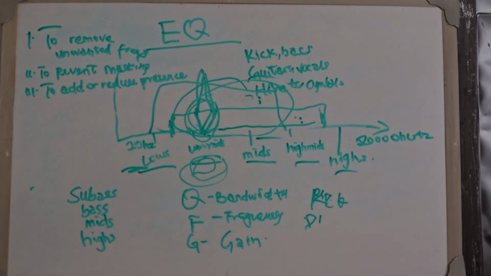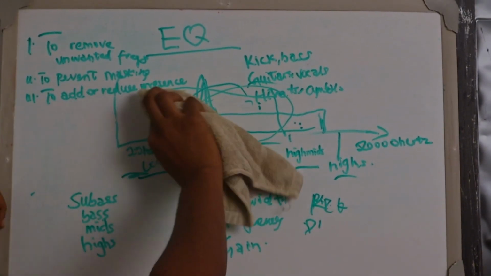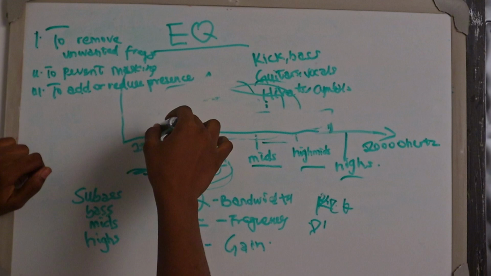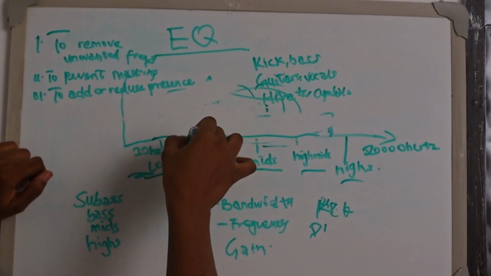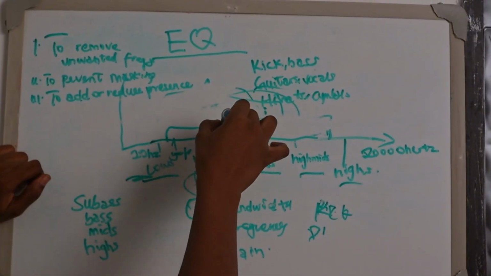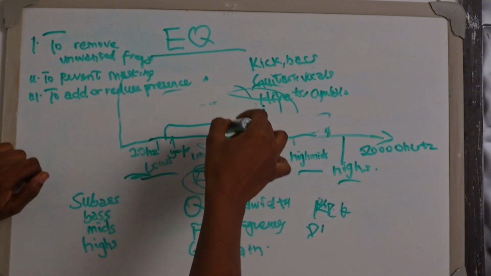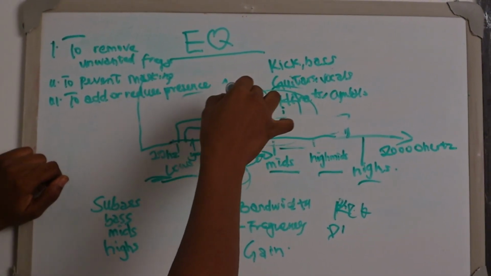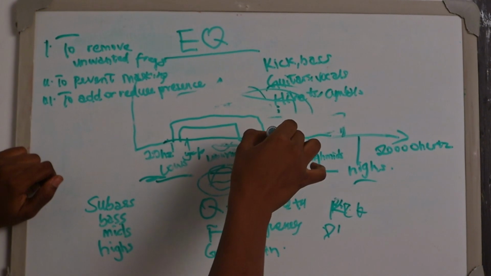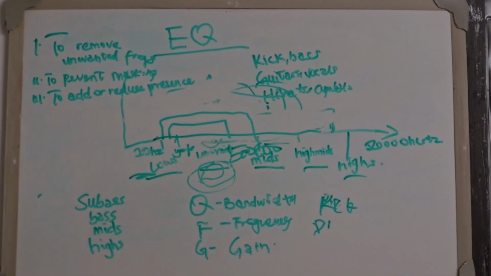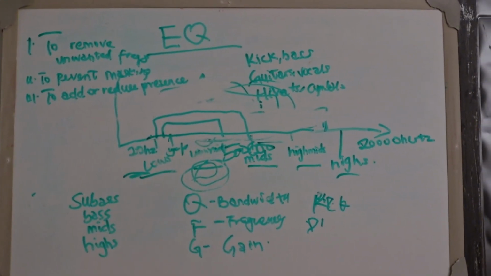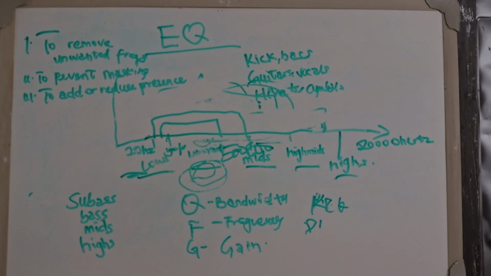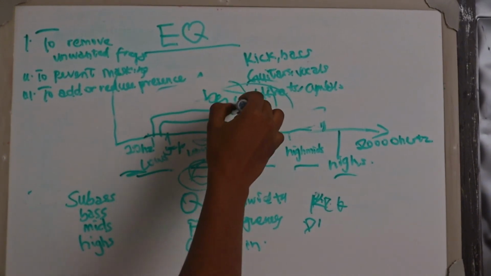Let me use the kick and the bass as an example. Let's say the kick is around 50 hertz to, let's say, 500, and there's a bass that is around 40 to 600. In this case, the kick and the bass might overlap. This is the bass now, right? And this is the kick.